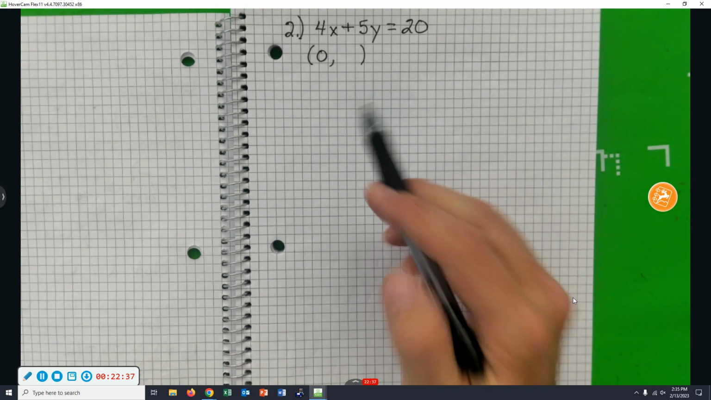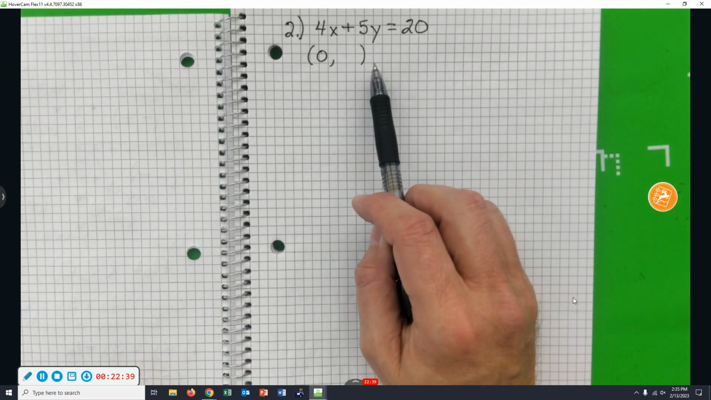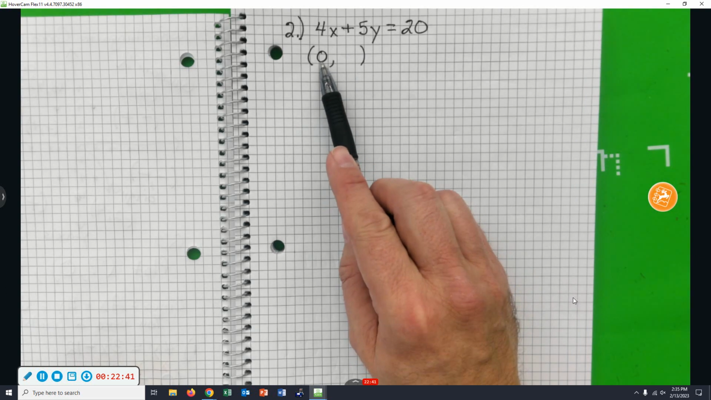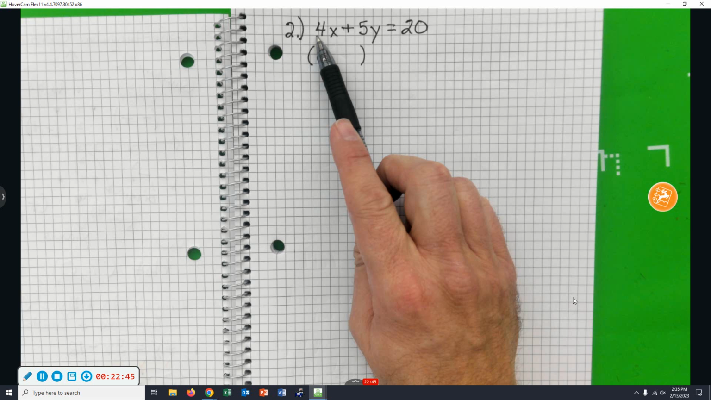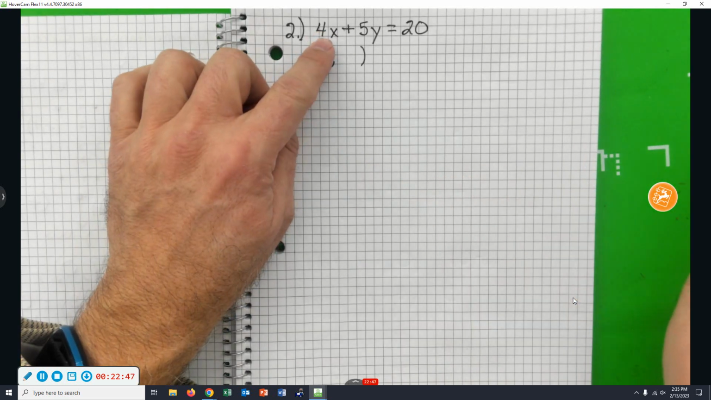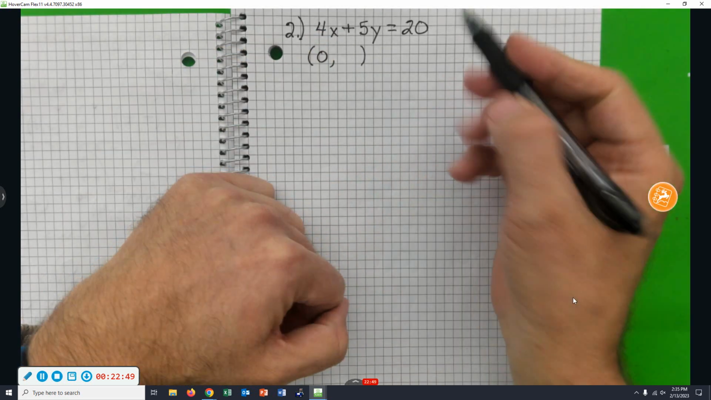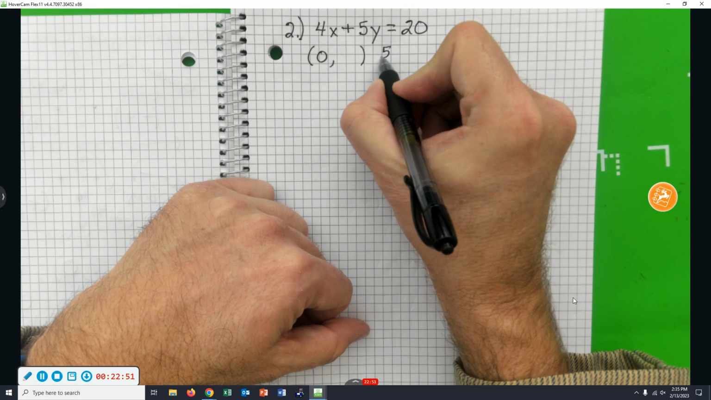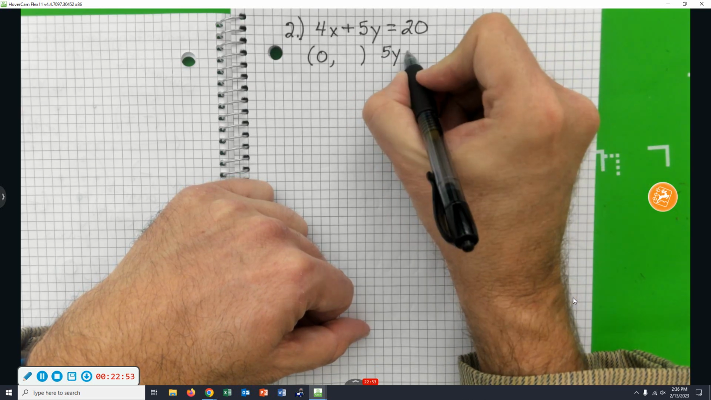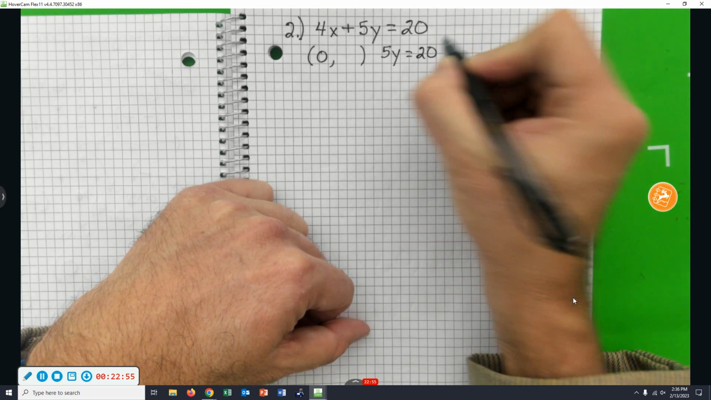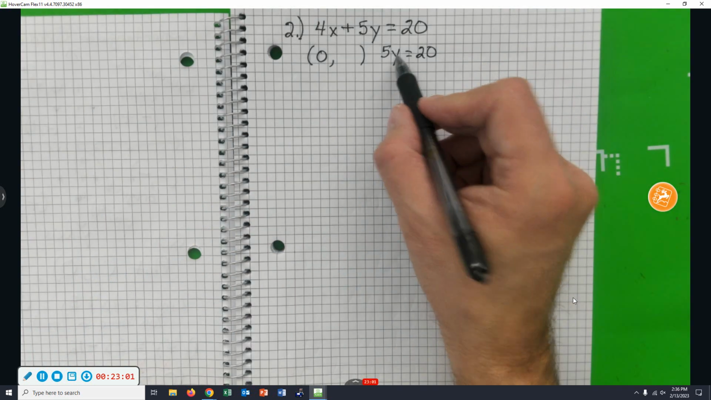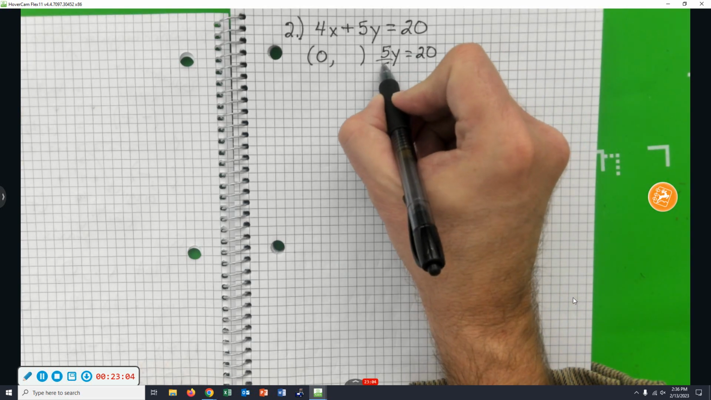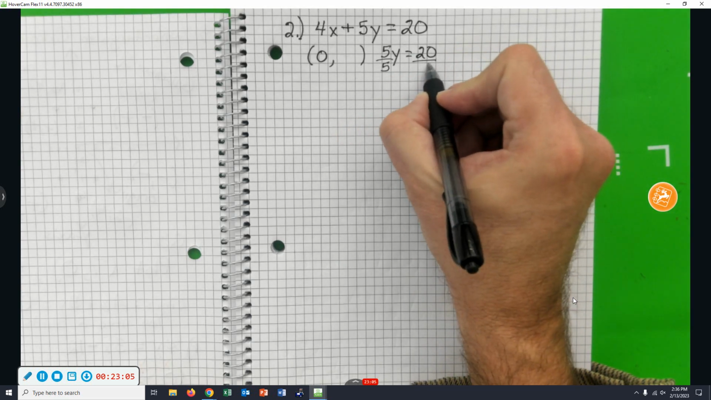So, in words, what am I going to do? I'm going to take the 0 and plug it in for x. So the 4 times 0 would just be 0 plus 5y. So just 5y on the left equals 20. Is that one that we can solve pretty easily for? Solve for y by dividing by 5.